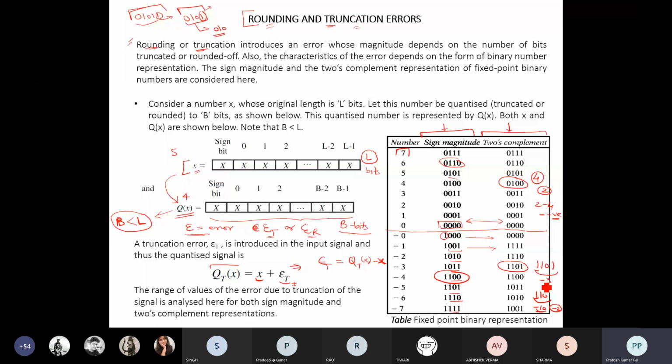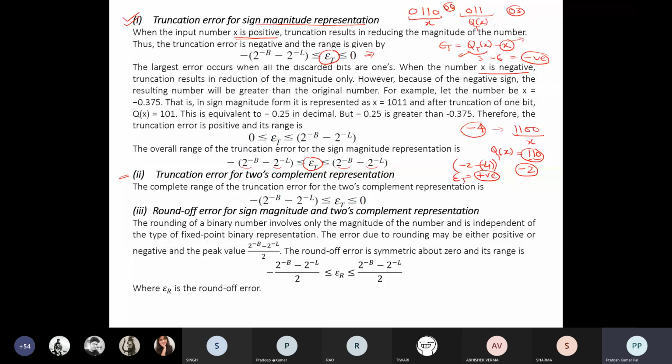So in terms of your 2's complement representations, the error that is coming out will be of the same, we can say the negative numbers, their magnitude will be negative. So in case of 2's complement representations, the truncation error will always be a negative value. Okay, that will be having this magnitude.